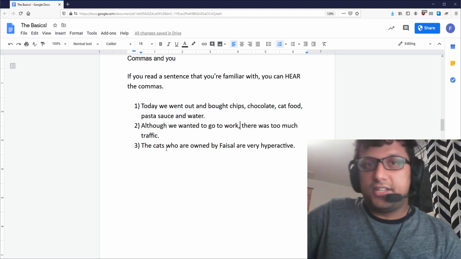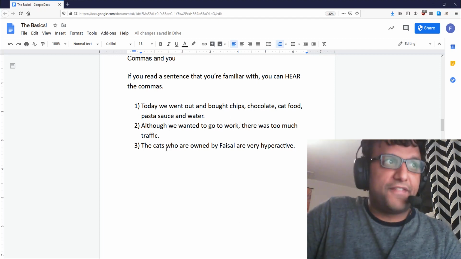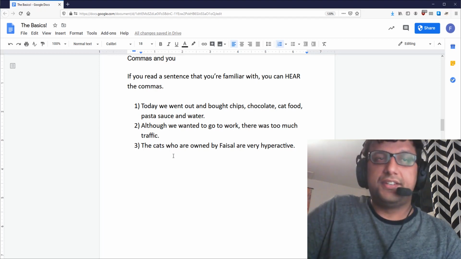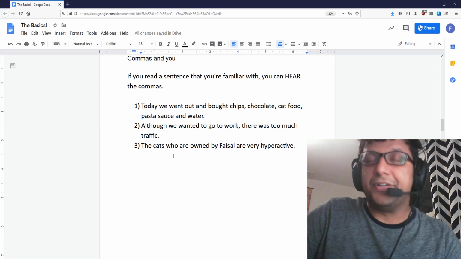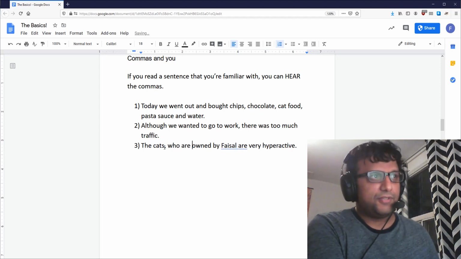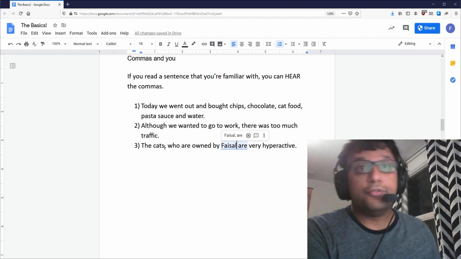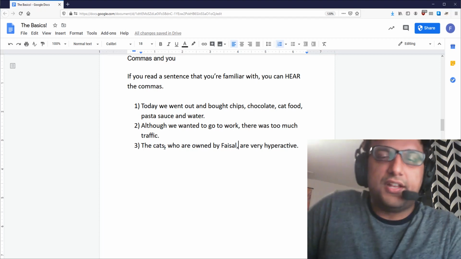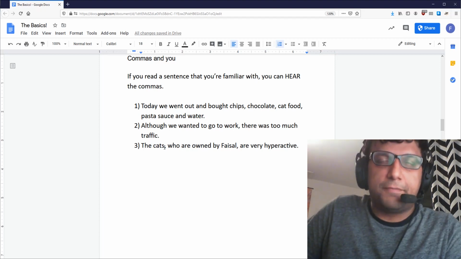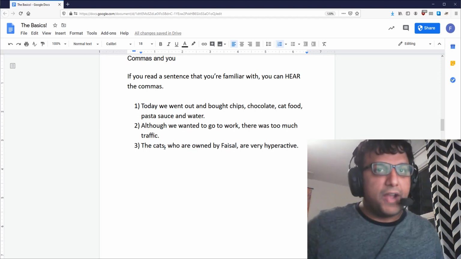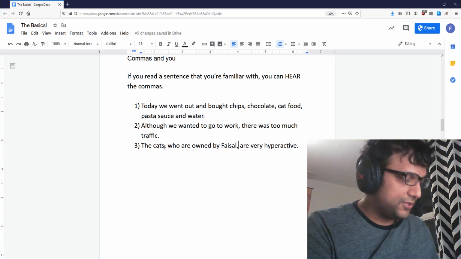Then we've got this. The cats, who are owned by Faisal, are very hyperactive. We read it again. The cats, who are owned by Faisal, are very hyperactive. Right? You might hear it there as well. The cats, there's a comma there, and then who are owned by Faisal, another comma there. So even if you don't know the rules of the comma, right, you can still pick up those kinds of things as we go along. So that's something to keep in mind. But let's get into the actual rules.